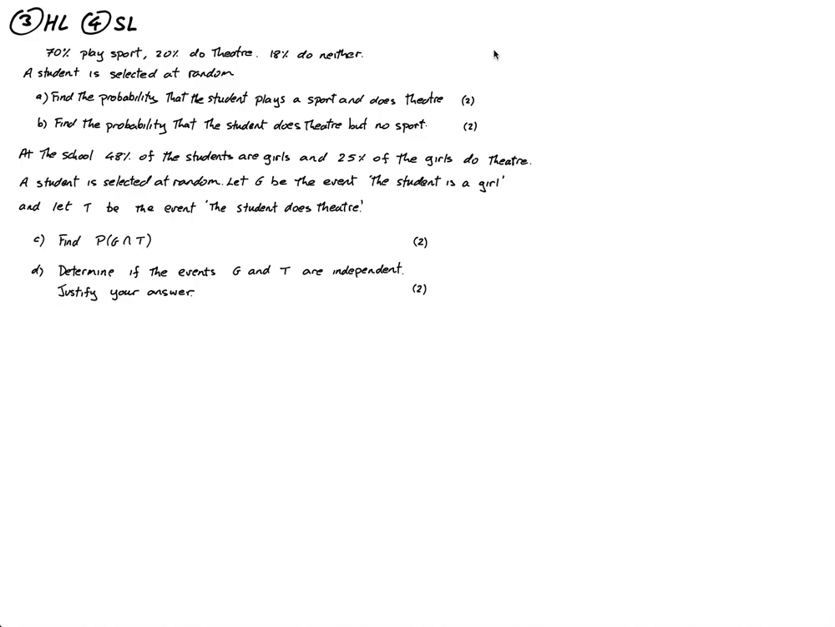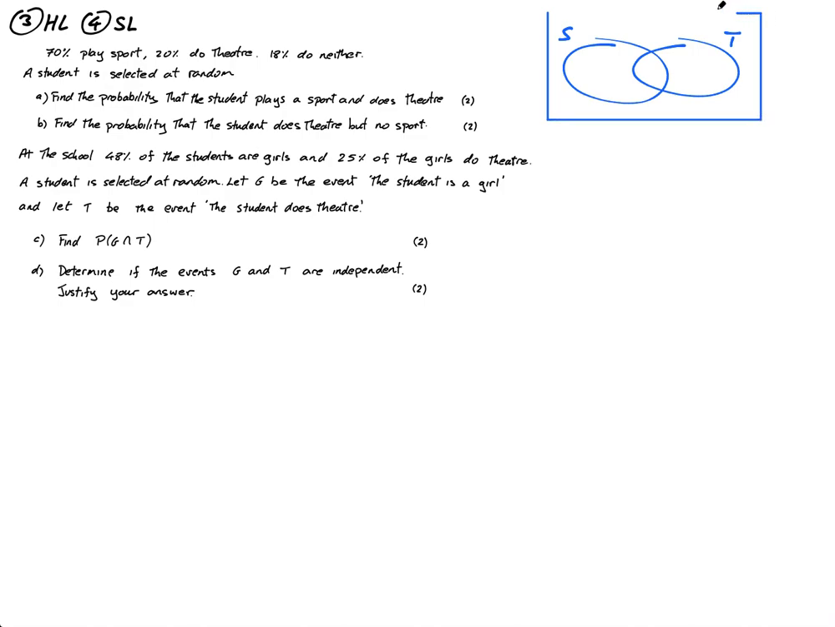Okay, before I do the question or even read the question, I'm going to draw a Venn diagram. I'm just going to do it up here so I have enough space to do all these questions, but obviously you do it in the box provided. So here I have sport, theater, and I do want to put a box around the whole thing. Like this.